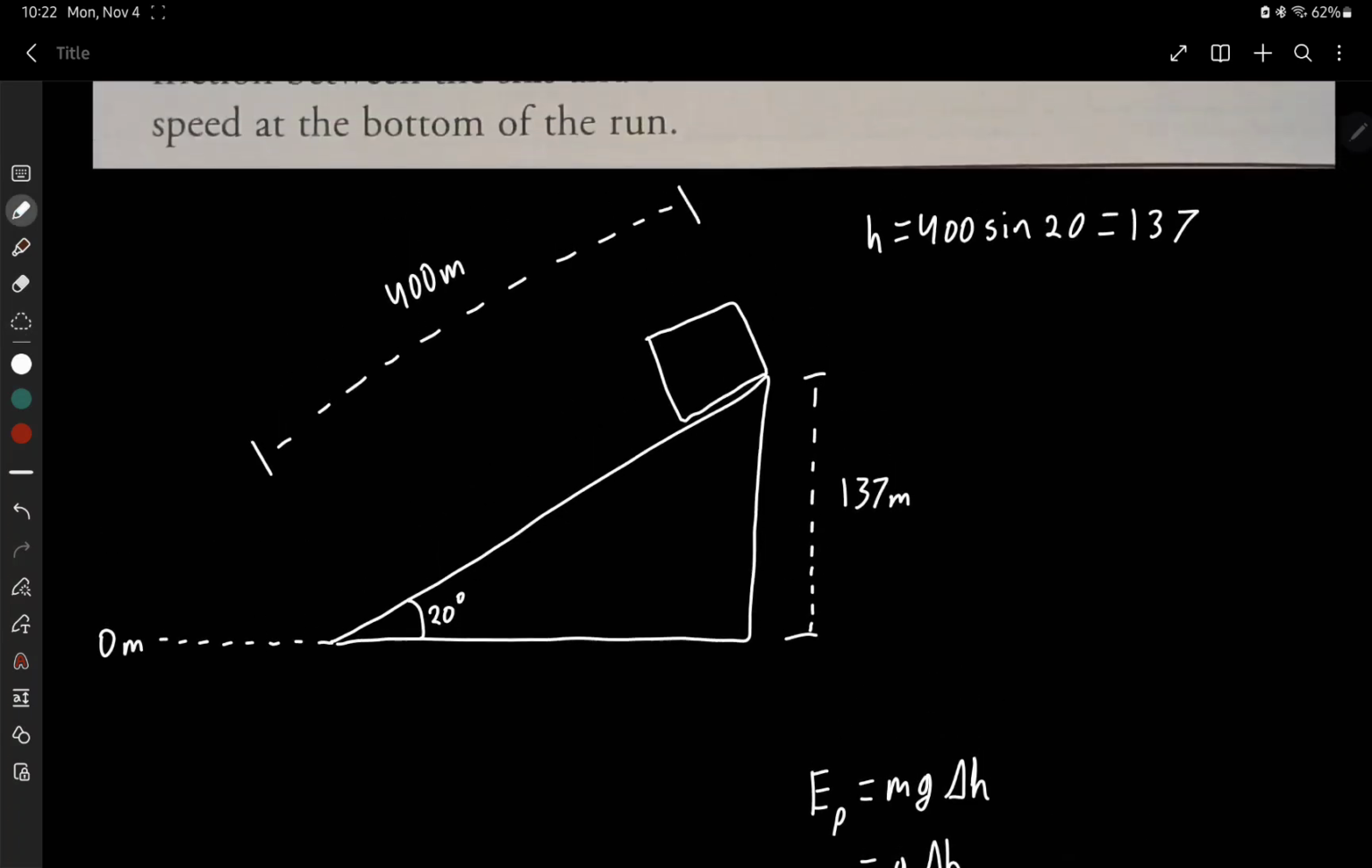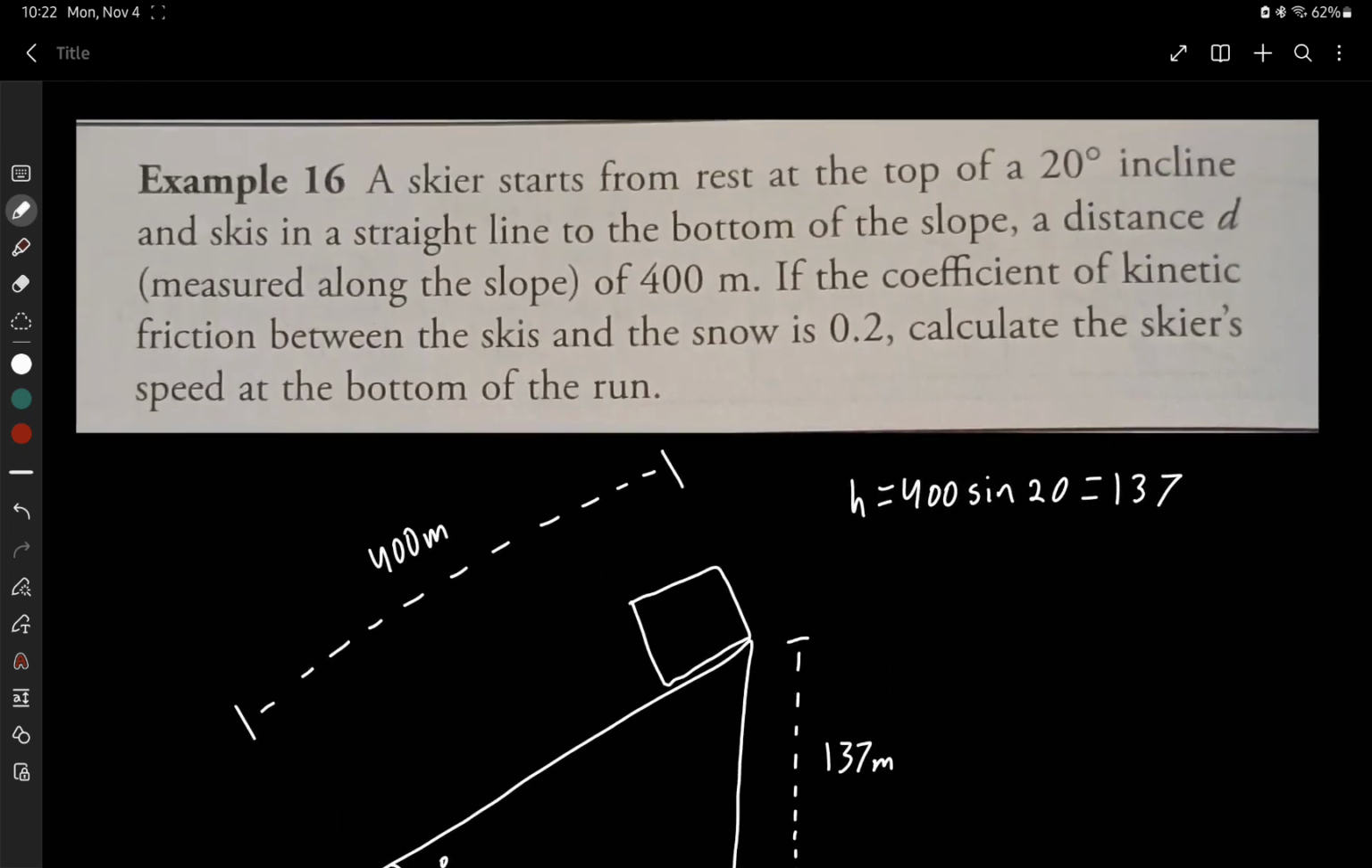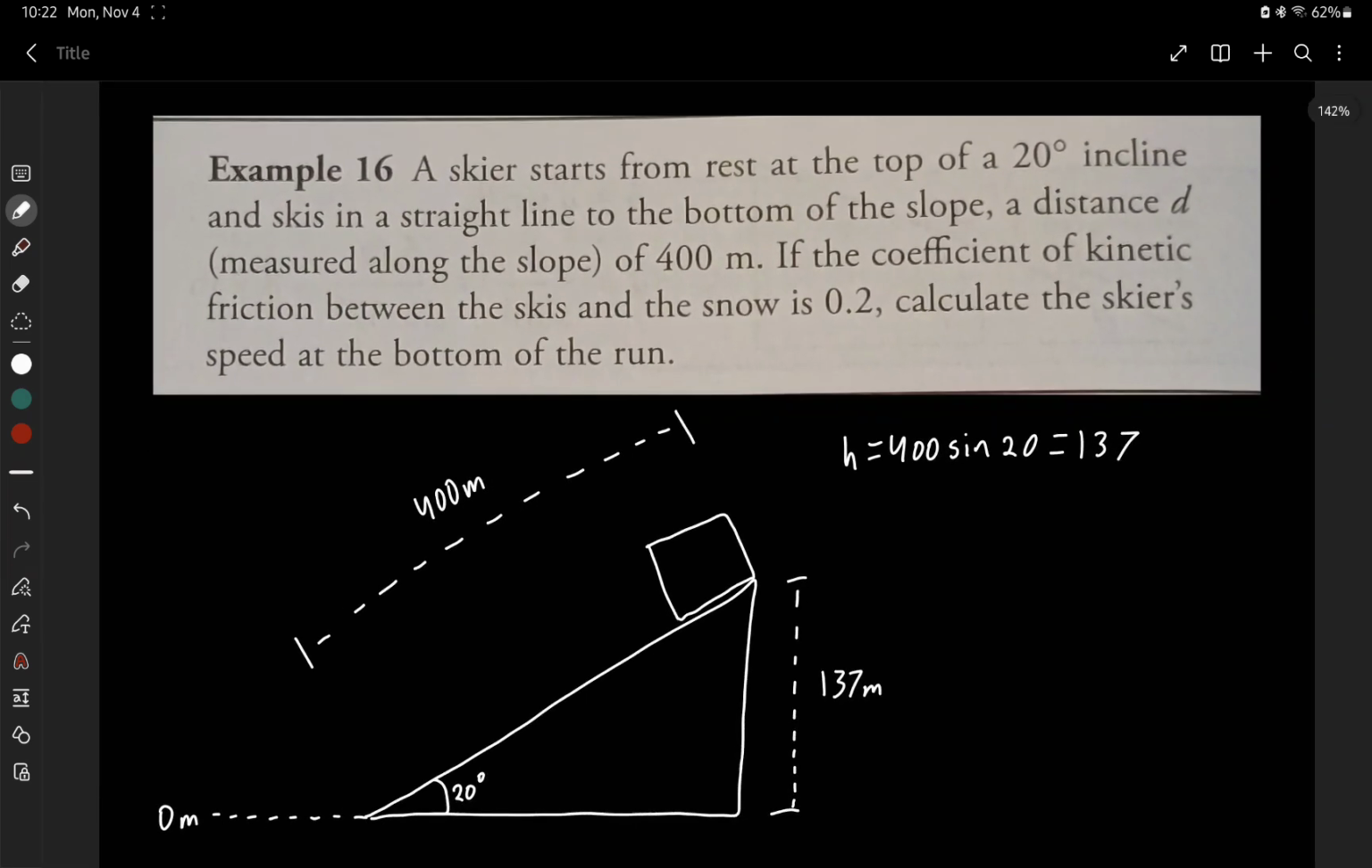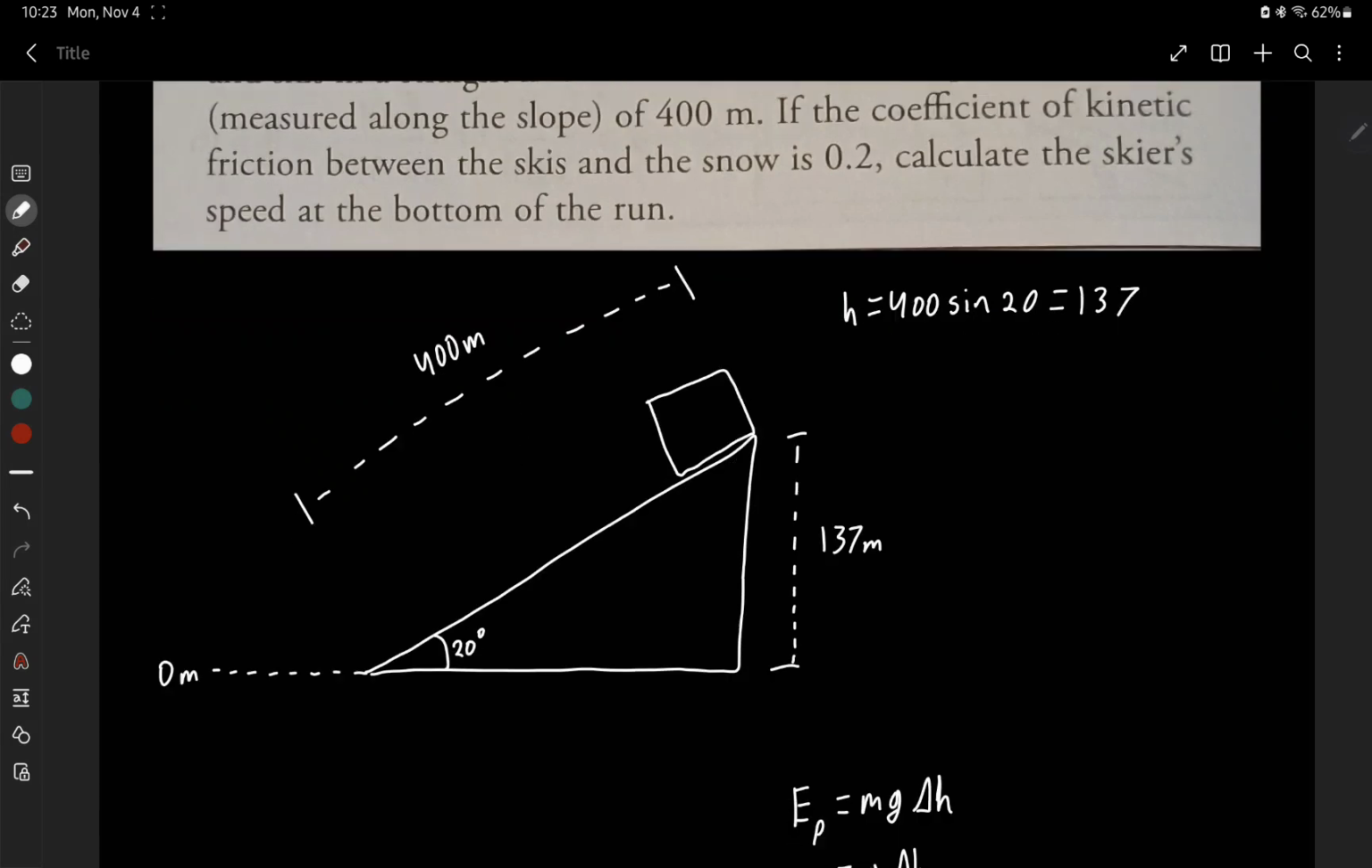But what we do need to do now is calculate the energy lost due to friction, because this is not a closed system. If it was a closed system, there would be no friction. It would be a frictionless plane, and you'd just be able to calculate work by the normal and stuff like that. But here, we need to take into consideration friction. So what we'll do is calculate the frictional force.